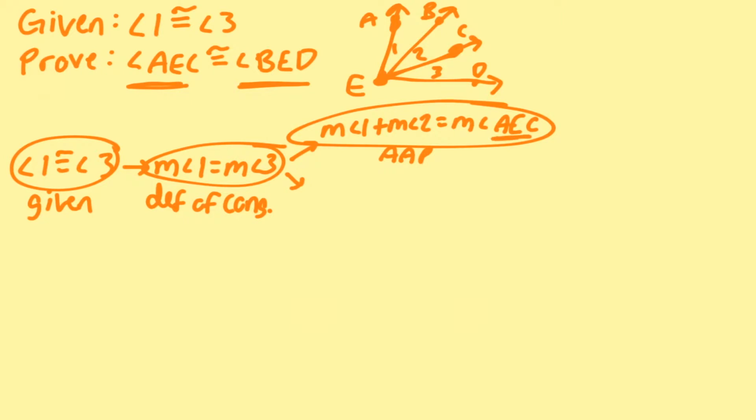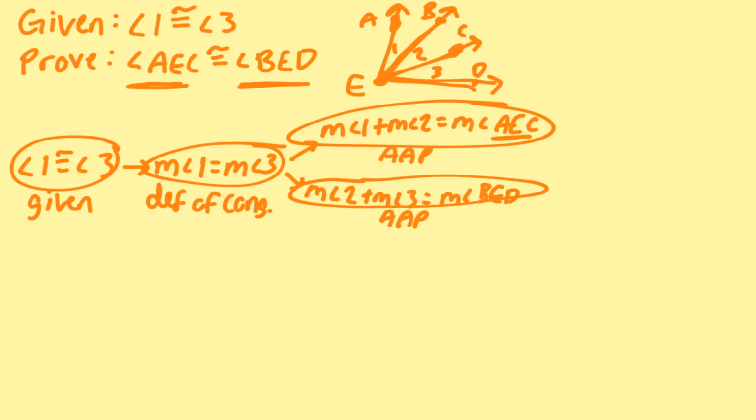So now we have our AEC in the problem. We also need a BED. BED, that's made up of 2 and 3. So the measure of angle 2 plus the measure of angle 3 equals the measure of angle BED. Also angle addition postulate. I would underline what you need to keep in the problem.